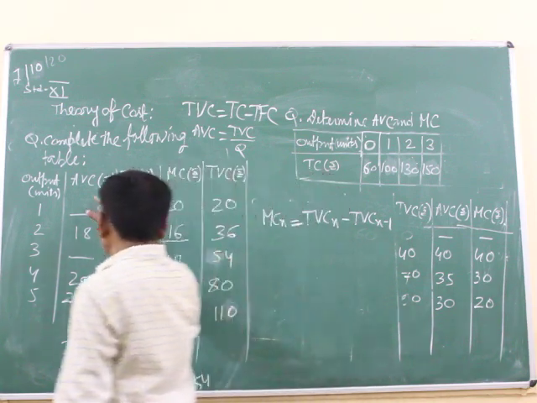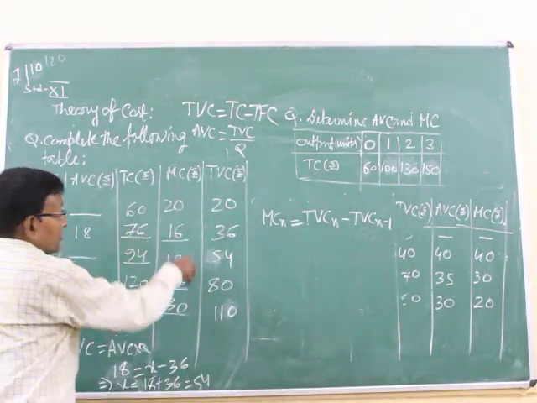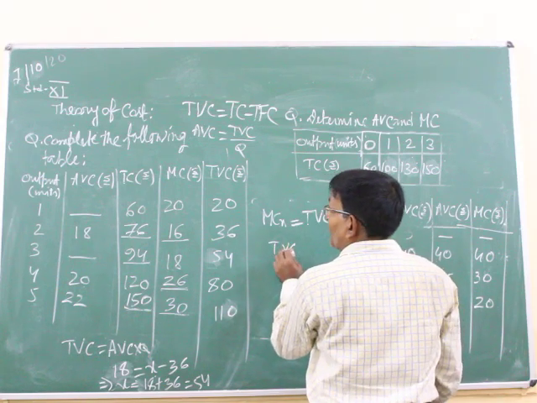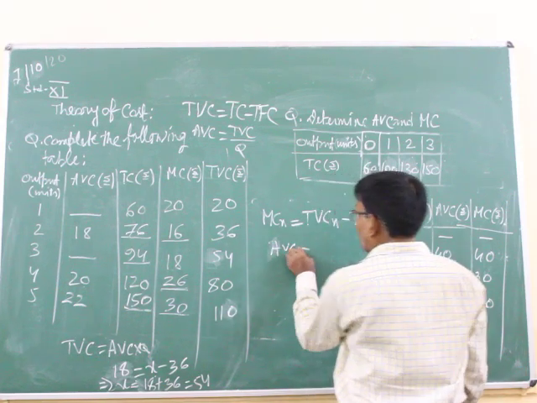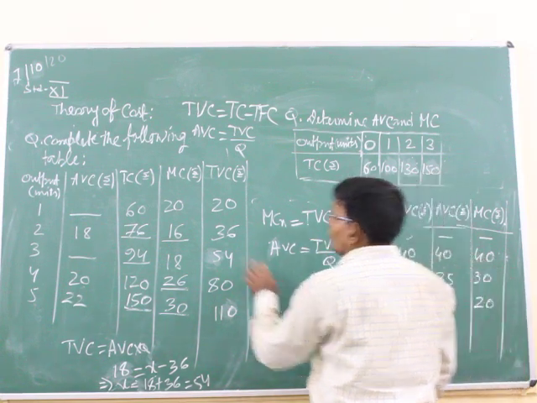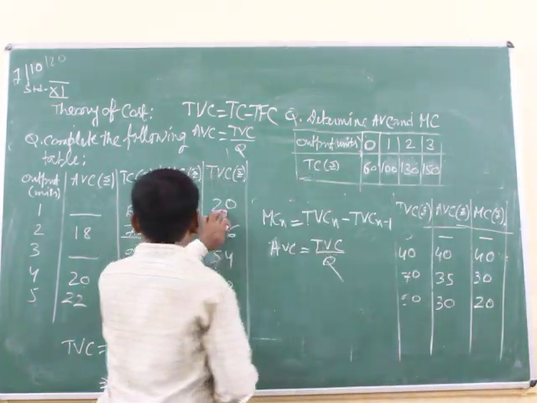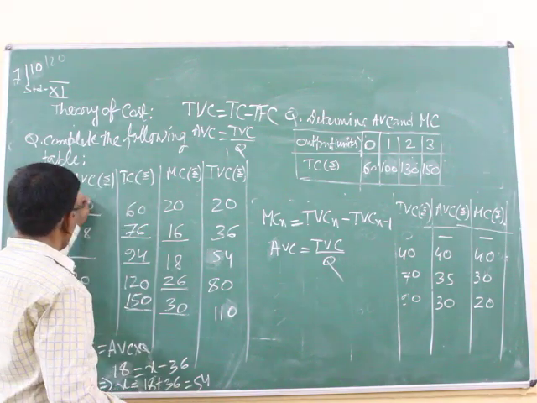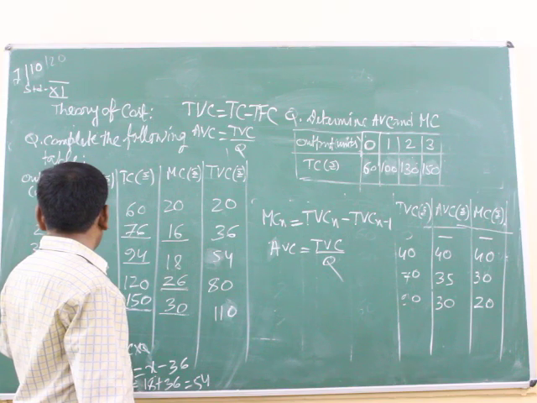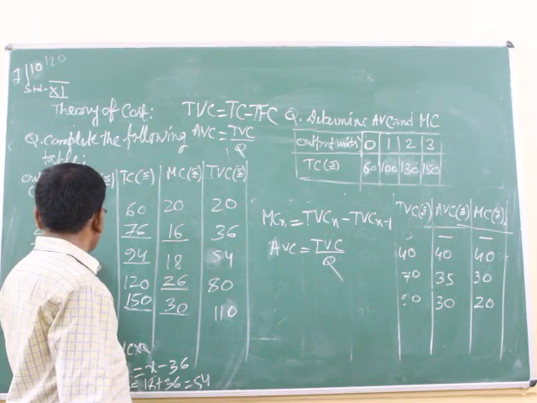Now these formulas are here. How to find out AVC? Sorry, AVC equals TVC by Q. So TVC by Q, 20 divided by 1 equals 20. Next one is 54 divided by 3, it is 18.